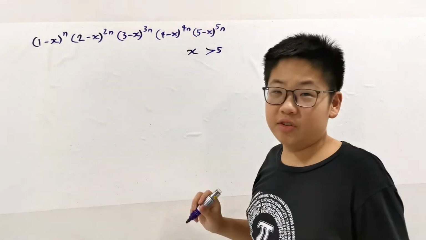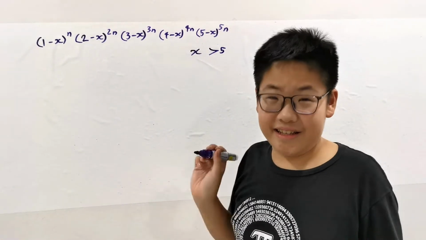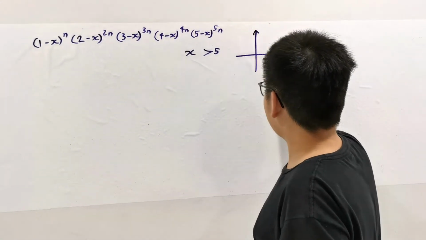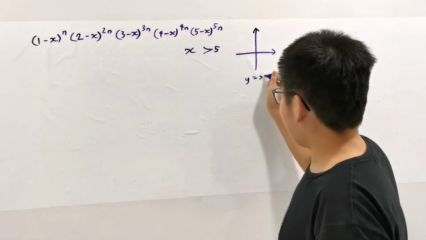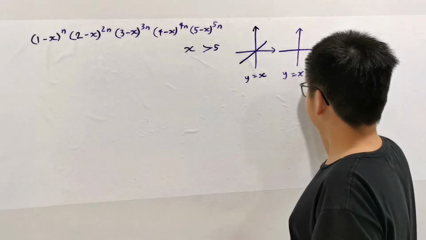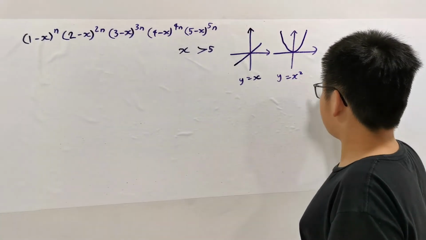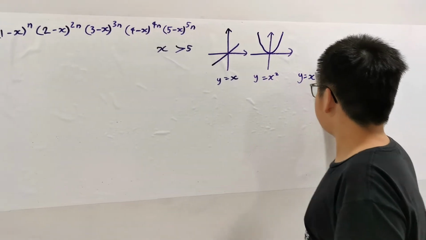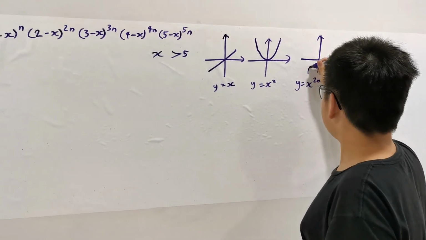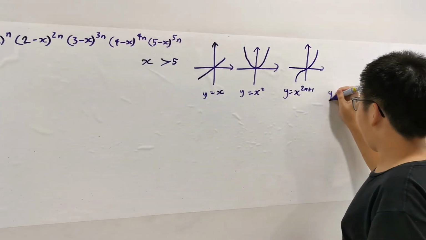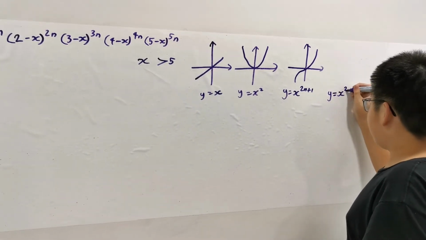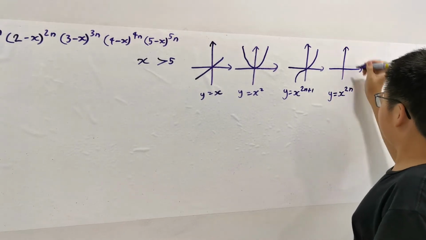And we can also see that when n is even, the polynomial cannot be negative. Because let us draw a few graphs here. Let's pick y equals x for a start. It will look like a straight line. And how about y equals x squared? Looks like this. So how about y equals x to the power of 2n plus 1, where it's an odd integer? It will look something like this. And when y equals x to the power of 2n, it will look like this.